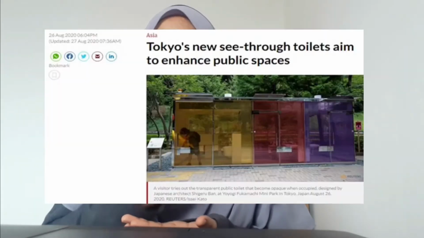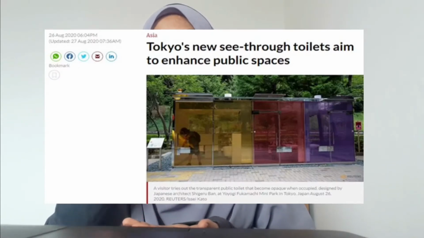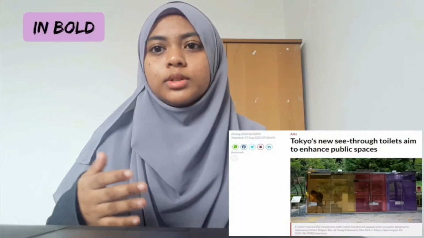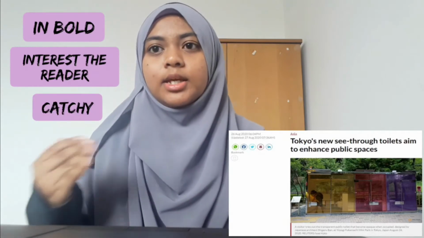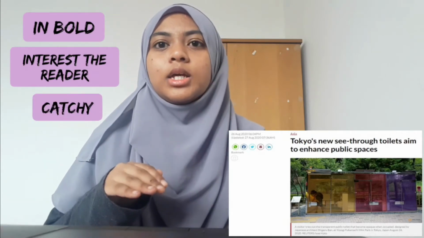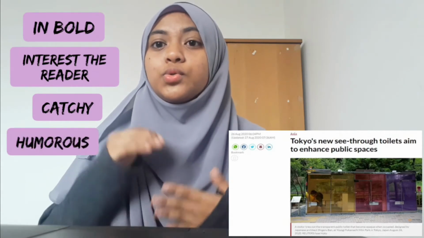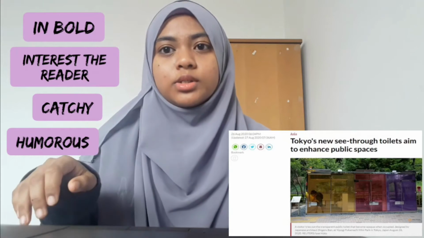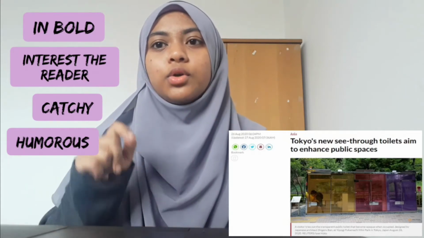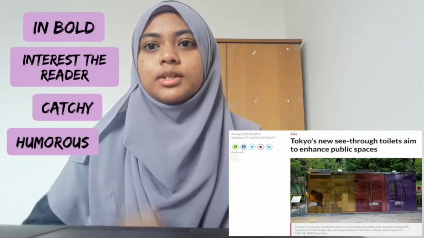After that, the headline from international news: "Tokyo see-through toilet aims to enhance public space". This headline is also in bold, interesting to the reader, and catchy. Then the headline is humorous, because usually a toilet is closed, but in Tokyo, the toilet can be seen from the outside. That's all from me.